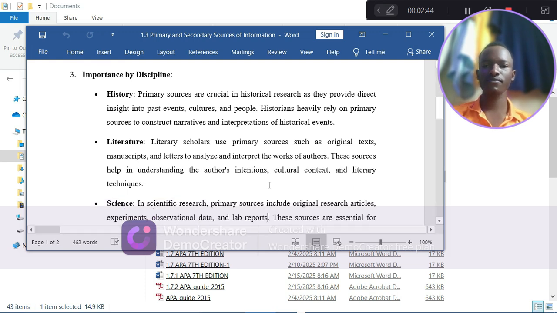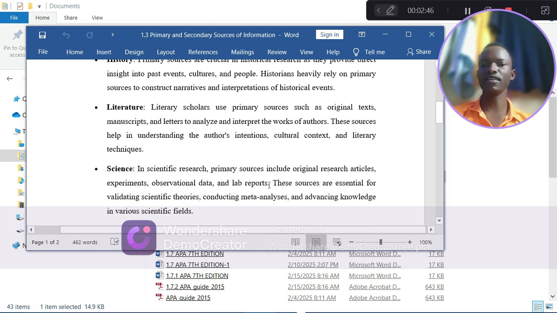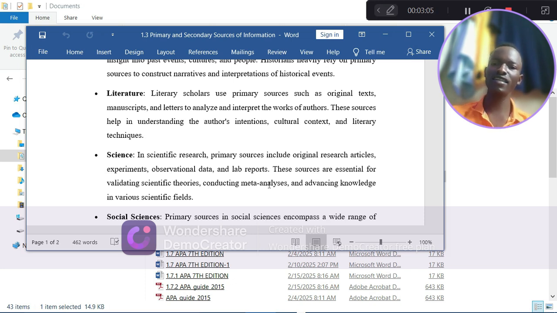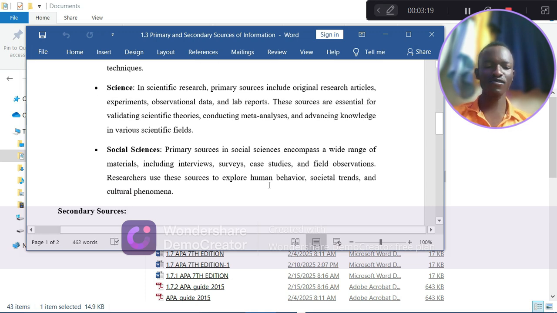So basically, this also helps literary scholars to perform in their academic journey. Leaving that one, also going to science. In scientific research, primary sources include original research articles, experiments, observational data, and lab reports. Basically, these sources are essential for evaluating scientific theory, conducting method analysis, and advancing knowledge in various scientific fields.